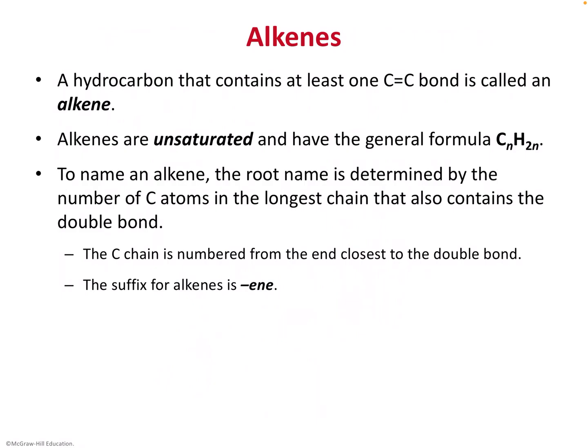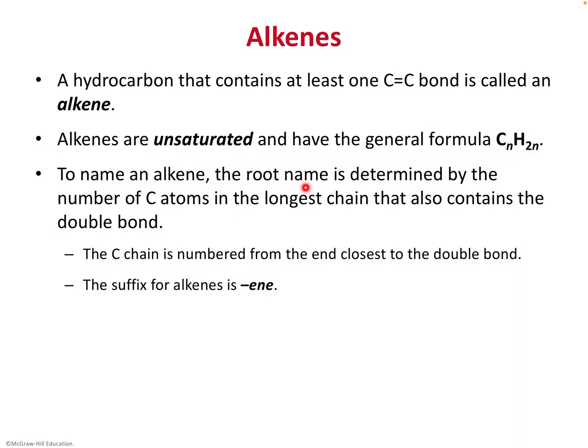So we talked about alkanes. Now we're going to talk about alkenes. Alkenes are hydrocarbons that contain at least one carbon-carbon double bond. We call them alkenes. They are unsaturated. Remember, the saturated ones are alkanes, which have all single bonds. Alkenes are unsaturated and have the general formula CnH2n. Alkanes had CnH2n plus 2. Now since you have a double bond, it loses 2 hydrogens. So the formula would be CnH2n. If there are 4 carbons, hydrogens would be 8. If there are 3 carbons, hydrogens would be 6, like that.